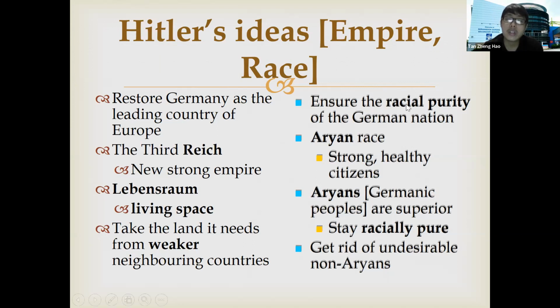Within Germany itself, he wanted the nation to be pure. He only wanted the pure Germans, the Aryans, to live in Germany. He considered the Aryans as superior, and they had to stay racially pure. One way to stay pure was to physically get rid of the people who were not Aryans, maybe kill them or imprison them. And for the Aryans themselves, Hitler would later discourage or not allow them to intermarry with other races so that the bloodline stayed pure.